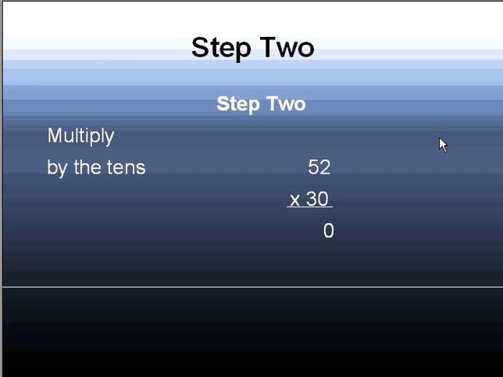Now for step 2. Here's where it gets kind of tricky. For step 2, we're multiplying our 52 times our 3 here in the ones place. Now yesterday, we worked on the distributive property. So that's what we're going to look at today. Instead of doing 52 times 3, we're going to break apart 52 into 50 and 2.